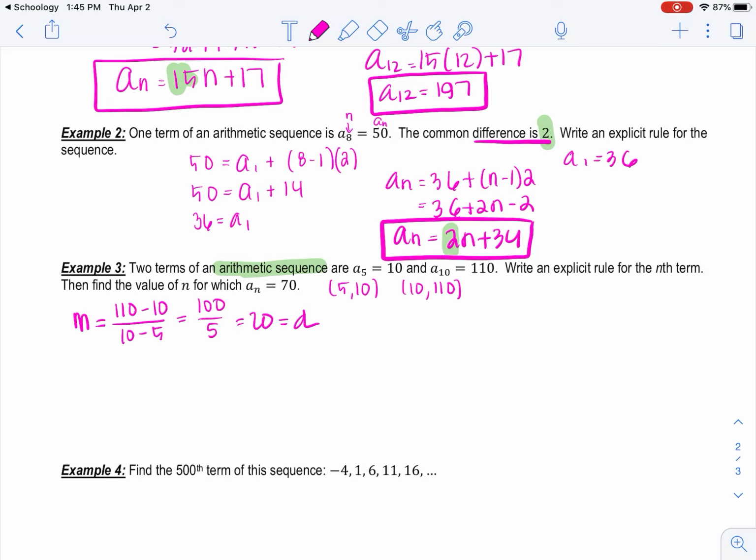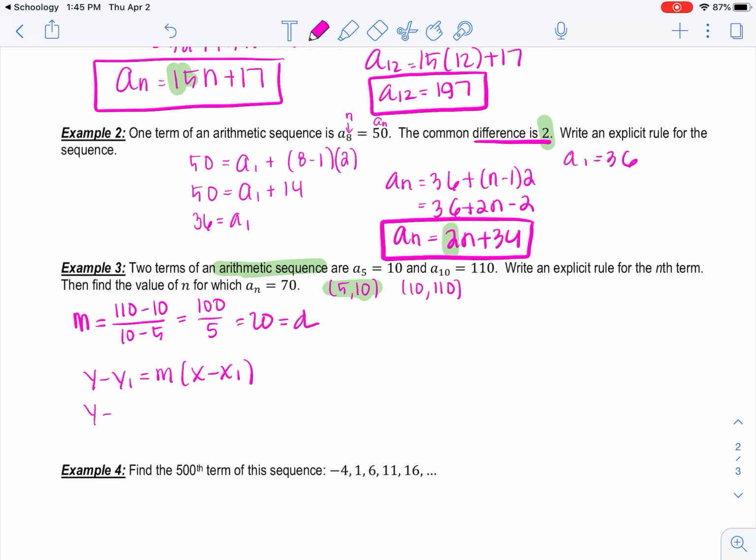Okay, so now I need to write the equation of the line. So I'm going to use point slope form: y minus y1 equals m times x minus x1. I'm going to pick one of my points as x1, y1. I'll just pick my first point because it's smaller numbers.